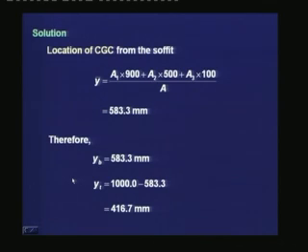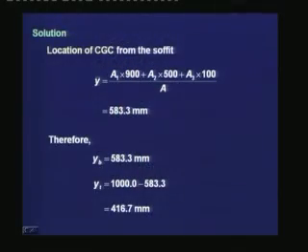The location of the CGC is based on calculating the first moments of each of the areas about the soffit, and then summing up those first moments and dividing by the total area. This is equal to A1 times 900, which is the distance of the centroid of A1 from the soffit, plus A2 times 500 plus A3 times 100, divided by A. It gives a value of 583.3 millimeters. Thus, the CGC is located at a distance of 583.3 millimeters from the soffit of the beam.